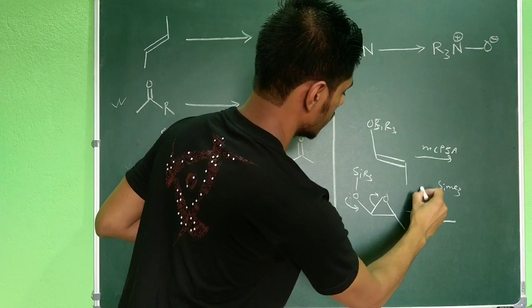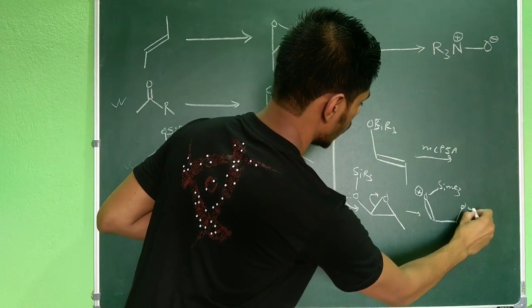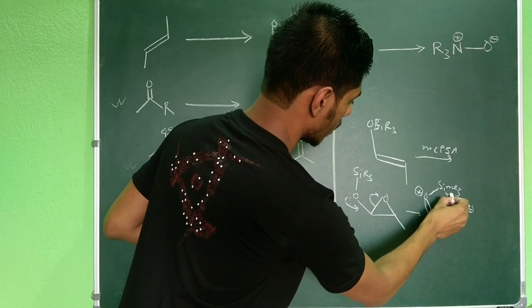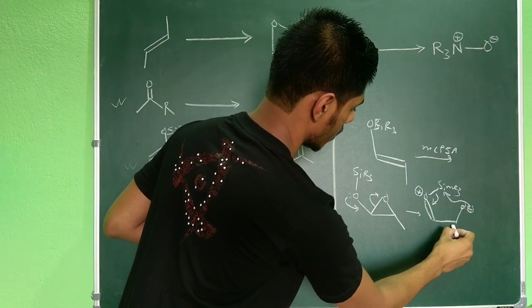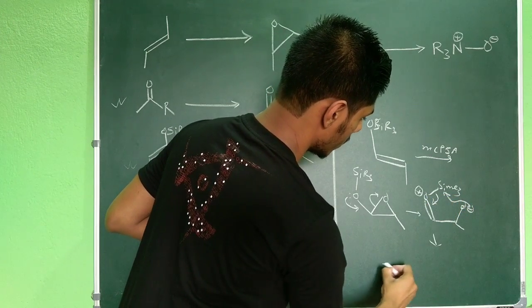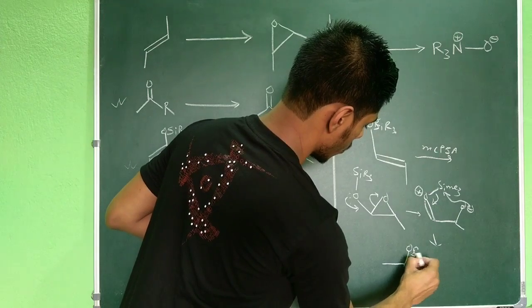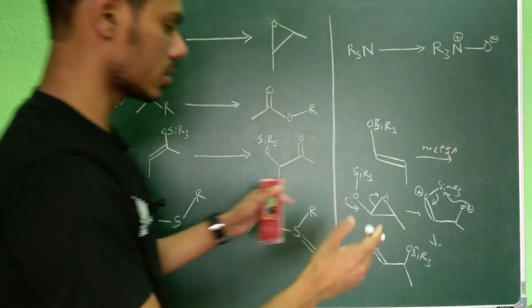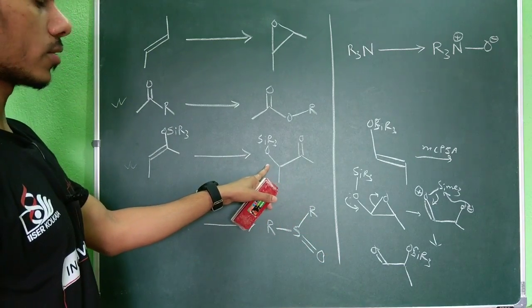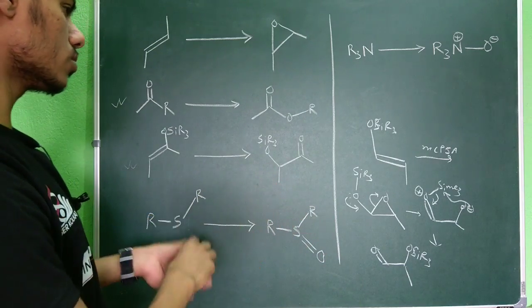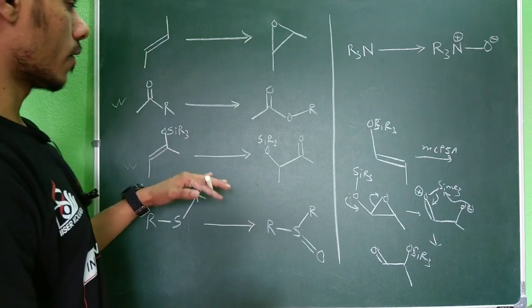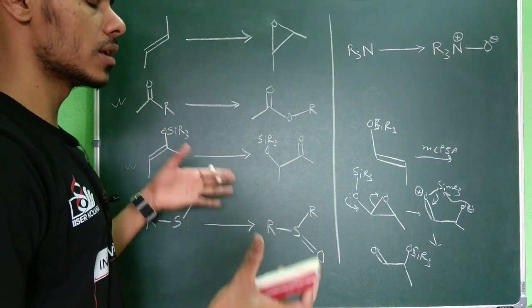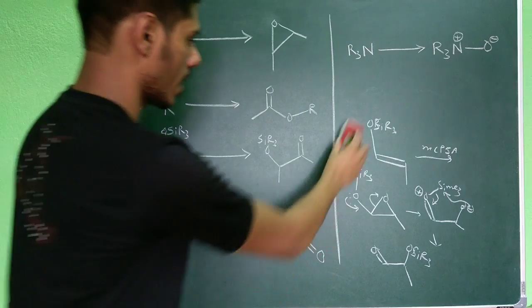OSiMe3 or SiR3. Here you will have a positive charge, and now you have O minus over here because this is broken. So now this O minus can attack on this silicon and it will break. Right, so from that you will get this OSiR3 and here this oxygen. So this is how you will get this alpha hydroxy ketone, right? So this is again very simple. It is a further modification of the Prilezhaev oxidation, or you can say the Prilezhaev oxidation is related to this.